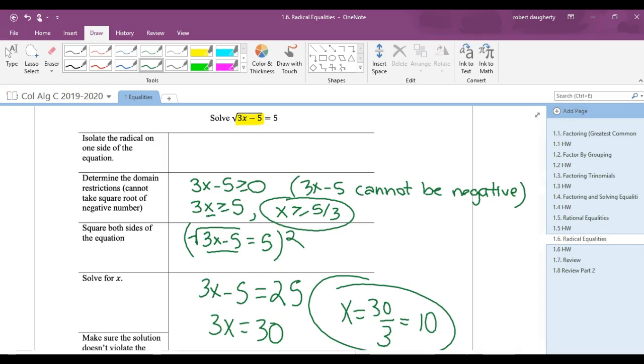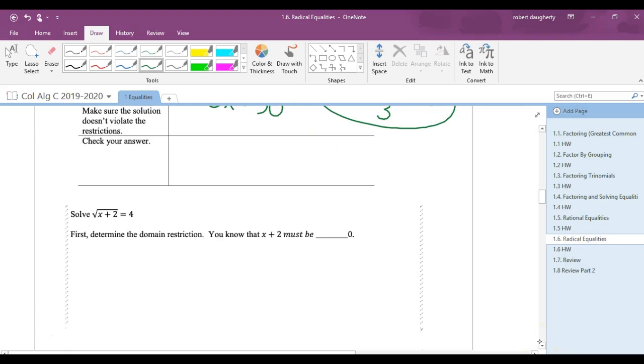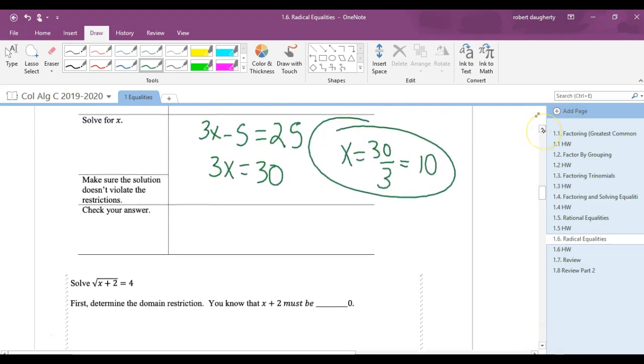Now you want to get in the habit for these problems of checking your answer. You're going to run into a certain situation sometimes where you get two answers and one works and one doesn't. So I want to be able to check my answer. So I've got 3x minus 5. That was my original problem, right? What did I think the answer was? I said 10. So let's check x equals 10.